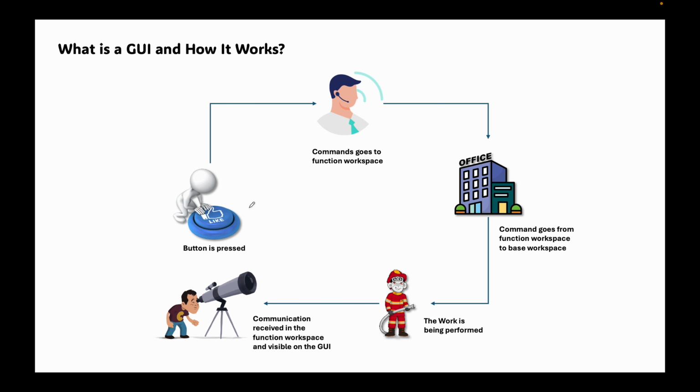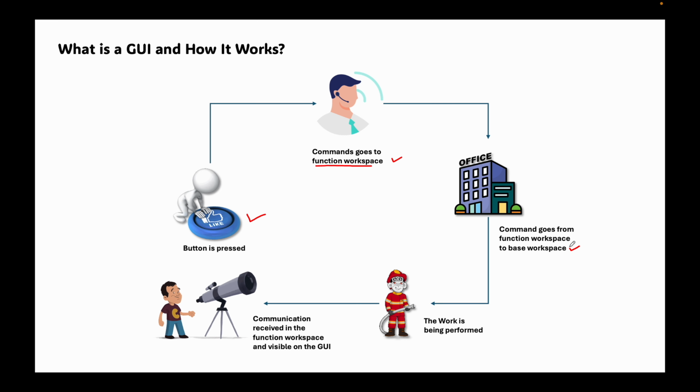Suppose you press a button in a GUI. What happens? When you press the button, a command goes into the function workspace. The function workspace is the GUI workspace where all the relevant information or scripts related to the GUI are written. Once those scripts get executed, you can do communication between the function workspace and the base workspace. In our example, we will see this. Suppose we want to create a variable in the base workspace using the function workspace executions. How can we do that?